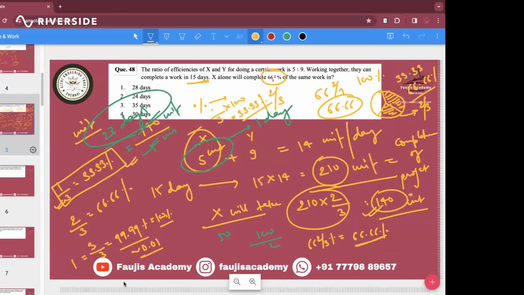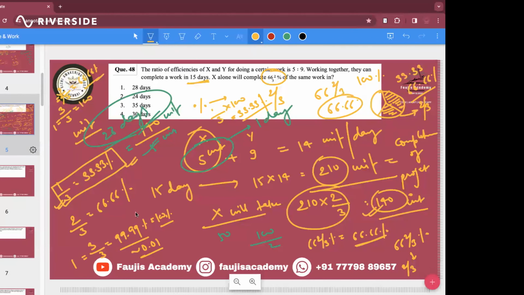Yes, sir. Okay. Did you get it? This 66 2 by 3 percentage is nothing but 2 by 3. Try to understand. When we write 3 by 3 or 1, which is 100%, right? So when we write 2 by 3, which is equal to 66.66%, right?